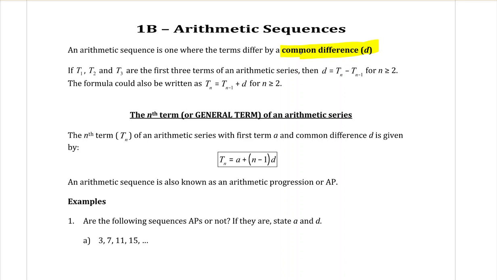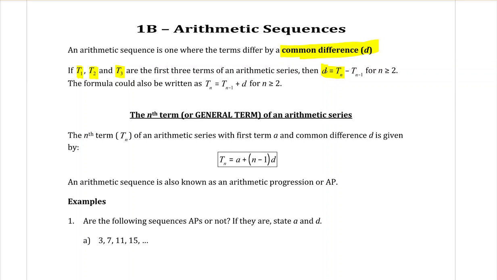Yesterday, we learnt some notation. First term is T1, second term T2, third term T3, and so on. They are the first 3 terms of our arithmetic series. If we're trying to find a common difference, hopefully it makes sense that you just want to subtract 2 terms in that sequence. So here is a little formula for it.